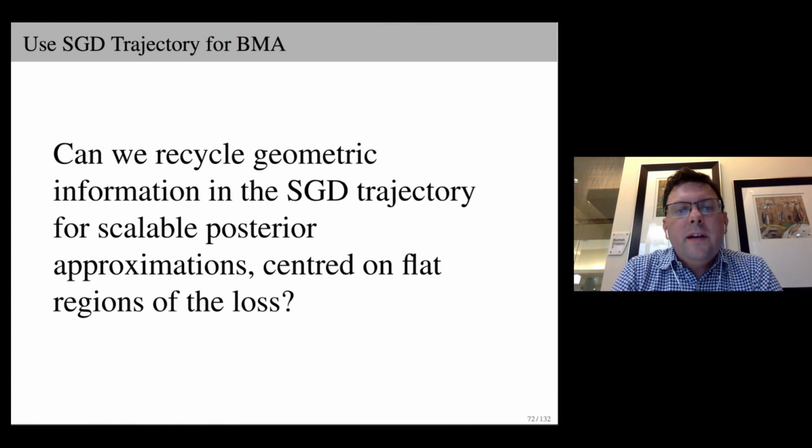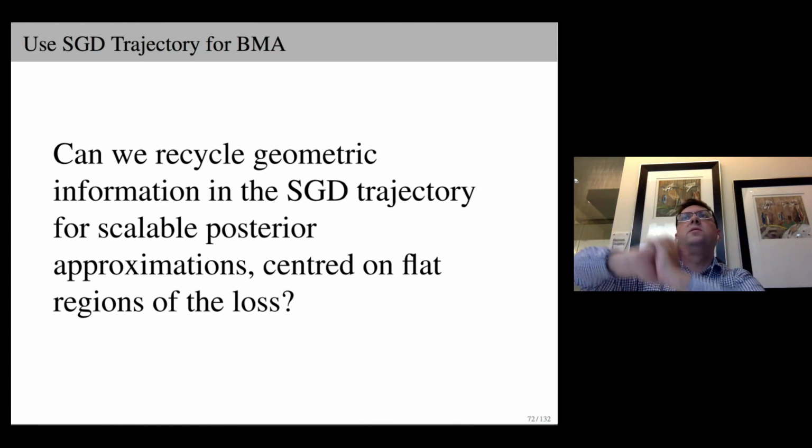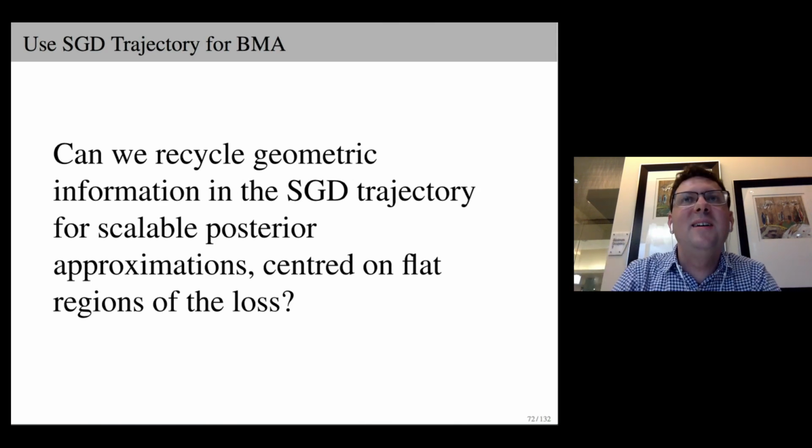So the next question to ask is whether we can actually recycle geometric information in the SGD trajectory for scalable posterior approximations centered on flat regions of the loss. This mode connecting result is very significant in the sense that it empirically verifies this diagram that was used to motivate flat optima. It shows that, in fact, there are these extraordinarily flat regions of the loss surface. And as we'll see, they contain a variety of different solutions. We really want to do this integral. And we want to see now how we can practically learn something about the shape of the loss surface just through something that resembles basic SGD training.